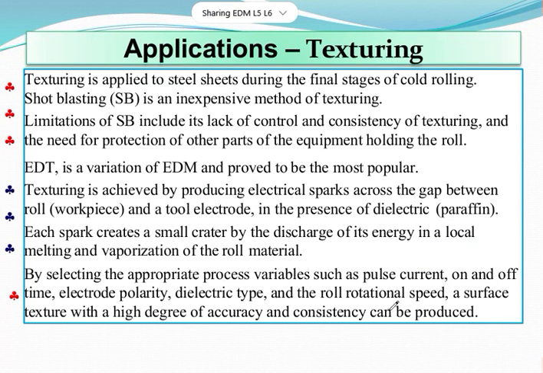If I talk about the application of texturing, it has a final stage of cold rolling and shot blasting, but the limitation is the lack of control and consistency of texturing, and the need for protection of other parts too. So texturing is achieved by producing electric sparks across the gap between the roll and the tool electrode in the presence of some dielectric, which is basically preferred as paraffin.